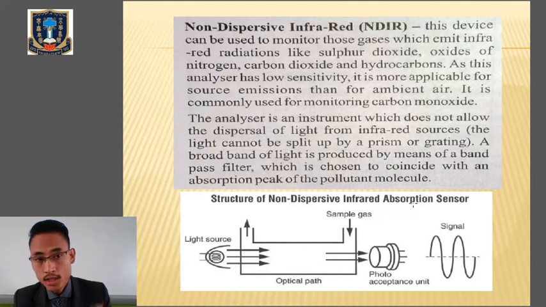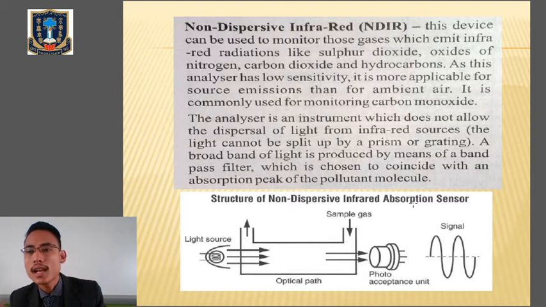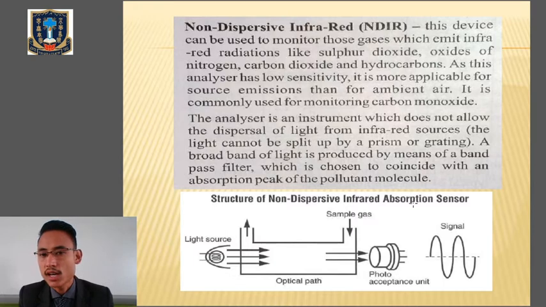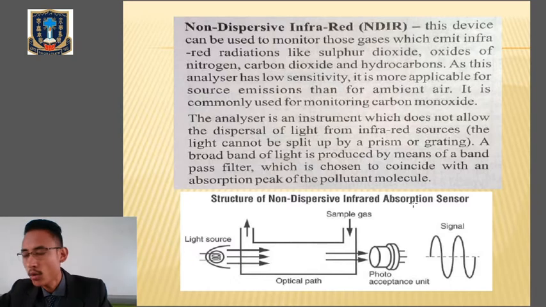Remember one more time, this non-dispersive infrared technique is used to analyze gases that emit infrared radiation, like sulfur dioxide, the oxides of nitrogen, carbon dioxide and the hydrocarbons. This particular technique has low sensitivity, so it is far better to use it to monitor the gases at the source of emission, rather than going for the collection of the ambient air sample, the outdoor air sample.